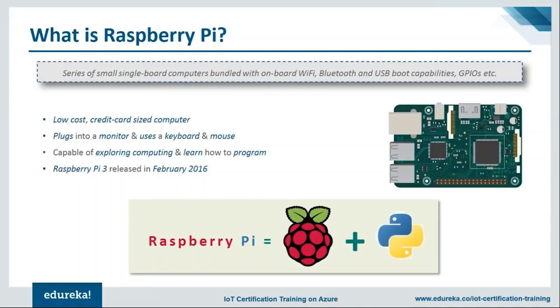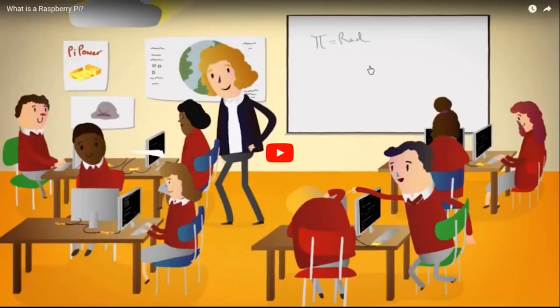Now, the latest version of Raspberry Pi is Raspberry Pi 3, which was released in February 2016. Raspberry Pi is a combination of Raspberry, the operating system, and Pi, which stands for the Python programming language. But before we move forward, let me show you a very simple video which Raspberry Pi has put out so that you can understand the ideology of the Raspberry Pi Foundation.